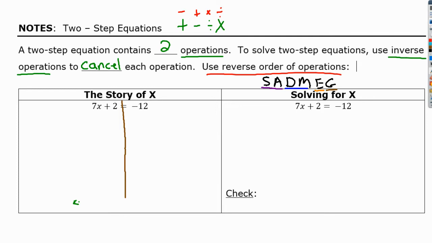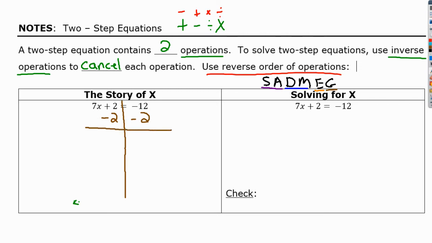So in this problem, I have 7x plus 2. So first, let's cancel out subtracting and adding. On the left side, where we want to get x by itself, I see a plus 2. I'm going to cancel that by doing the inverse. I'm going to subtract 2. And like I said, if this line in the middle is a scale, whatever I do to one side, I need to do the other. So if I'm subtracting 2 over here, I must subtract 2 over there.